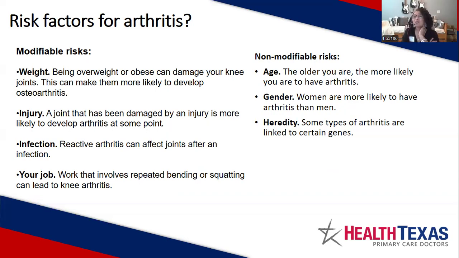And then there are some risks that we have no control over whatsoever. The first one being our age. As we get older, we're more likely to develop arthritis. The joints are no longer capable of bearing the same kind of weight they did when we were 19 or 20. Gender plays a role. Women are more likely to have arthritis than men. We're not quite sure why, but that has been statistically proven. Heredity. Some types of arthritis are linked to certain genes. So there is a genetic component to the risk for developing arthritis.